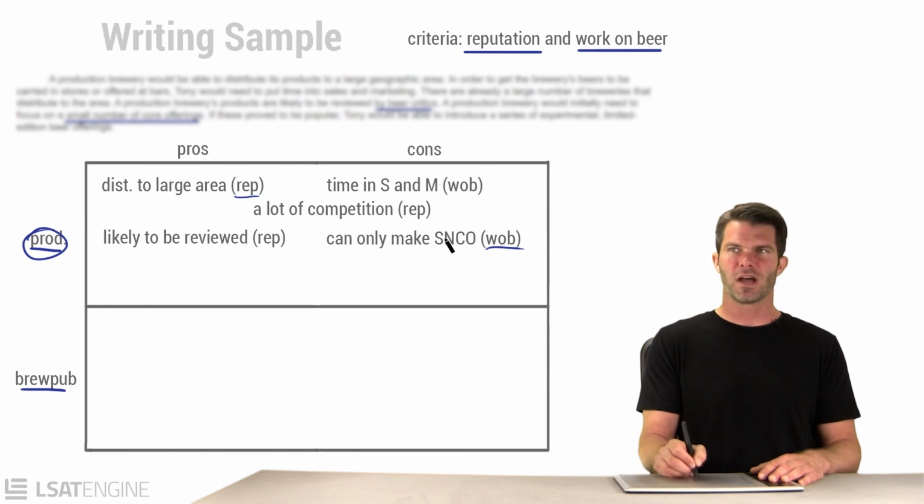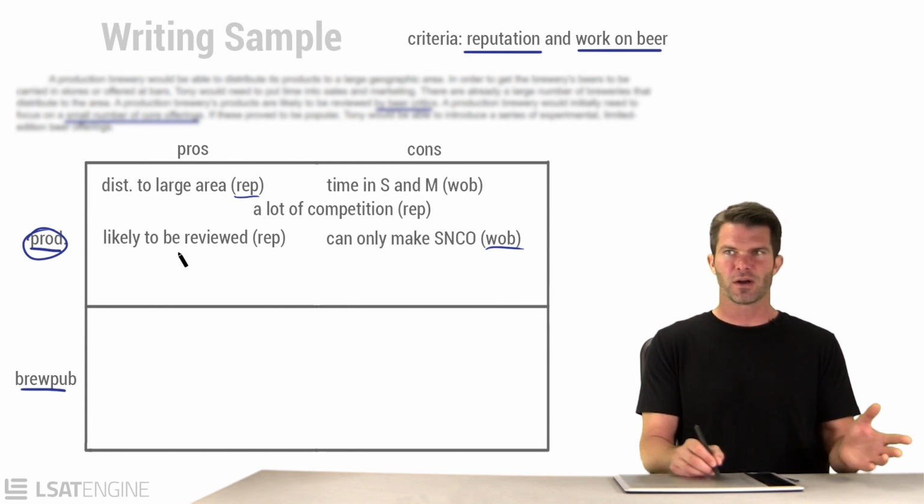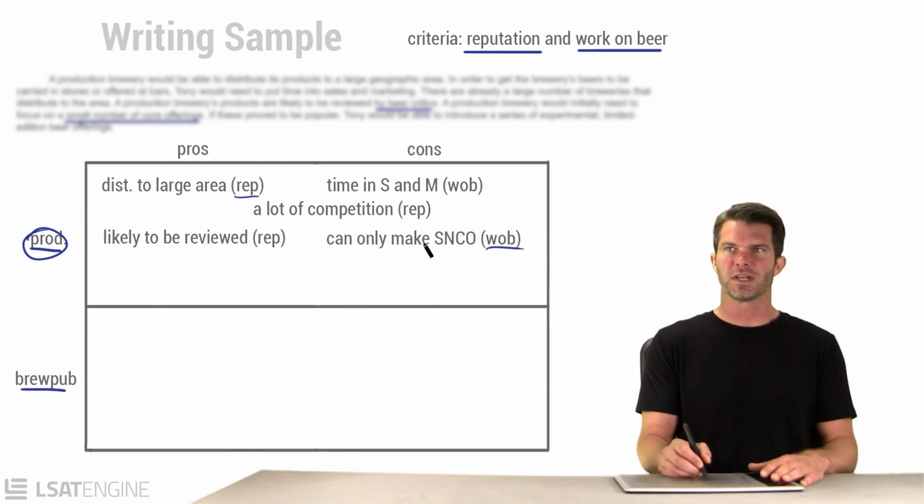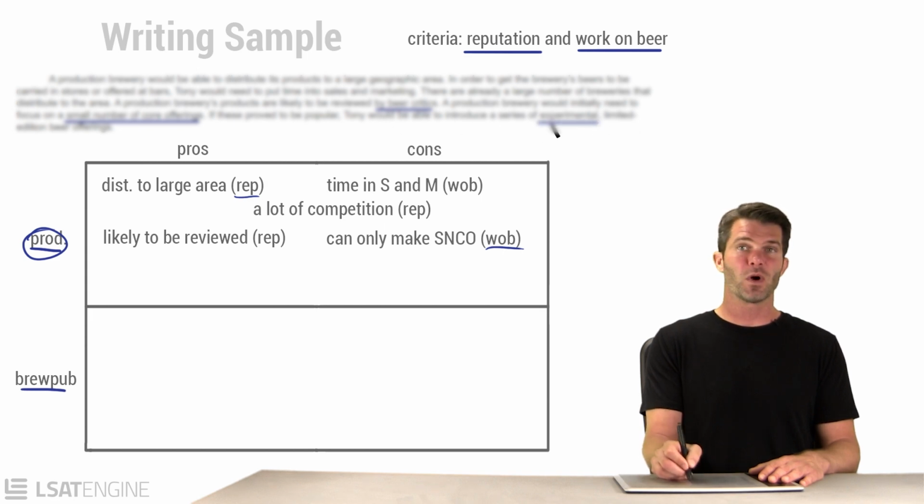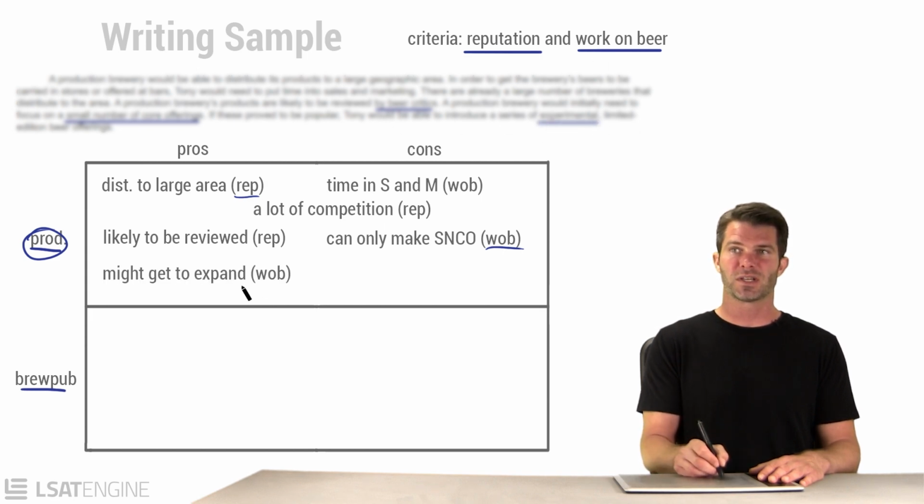It's a big con. Notice how far to the right it is. And you can even use this as like a real spectrum. The further to the right, the worse it is. If these small beers prove popular, however, Tony's going to be able to get into a series of experimental limited edition beer offerings. That's what he wants to do. So that's definitely a pro. He might get to expand in terms of beer offerings. He could do these experimental beer offerings. And that's all about working on beer.